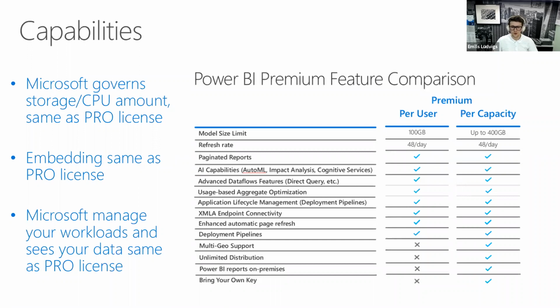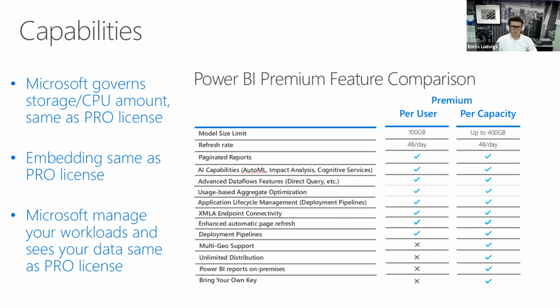When you don't have bring your own key, Microsoft has some kind of governance and capability to see your data, because it's encrypted by Microsoft's encryption keys. But when you have premium per capacity, you can create your own encryption keys, and Microsoft cannot see them. This means that your data is fully secured inside the Microsoft databases, and Microsoft cannot see it unless they ask you to share it with them.